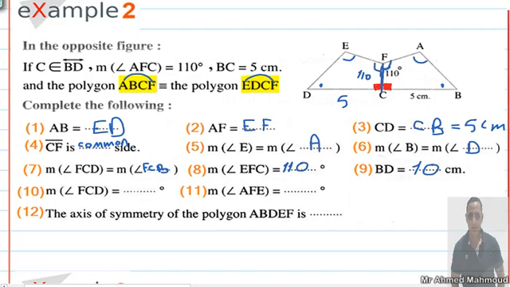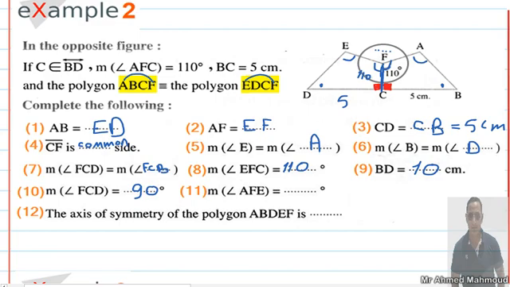FCD equals what? FCD, as I said before, equals 90 degrees. AFE equals what? AFE, this one. Now we have three angles around the point F. They form a full turn like this. Then the sum of the three angles equals 360 degrees.